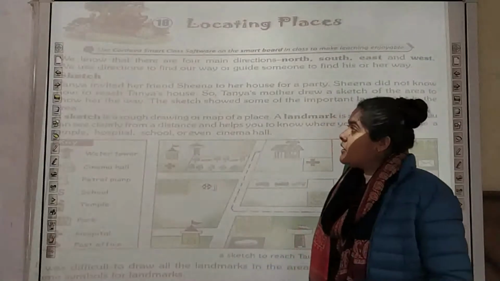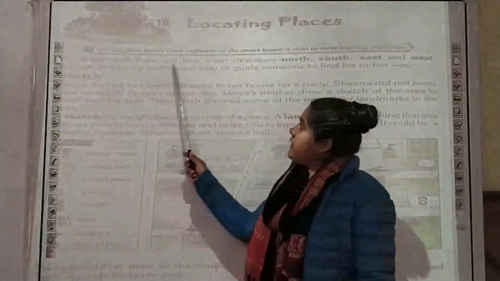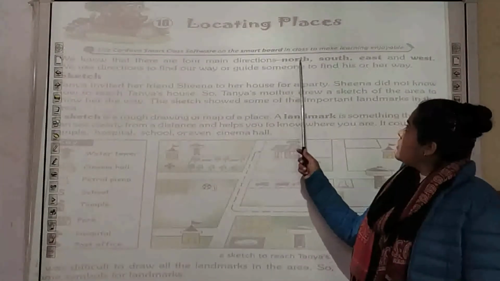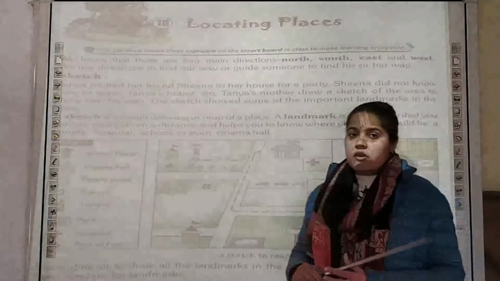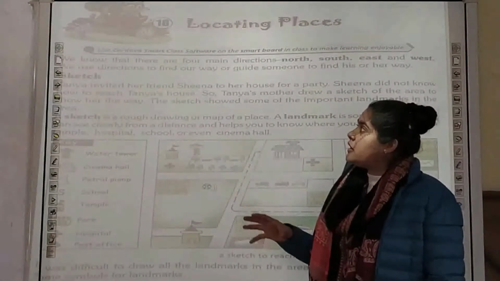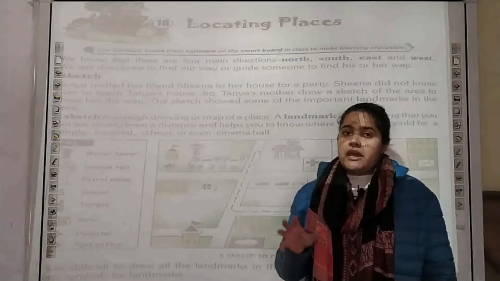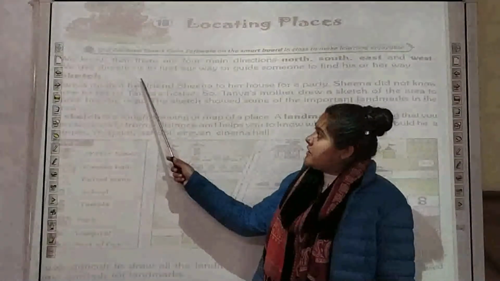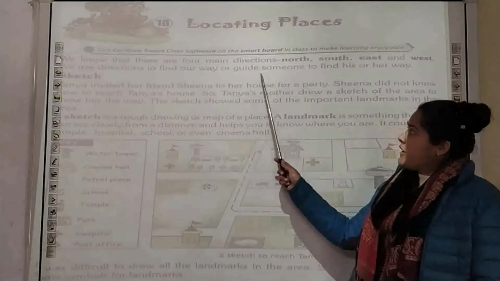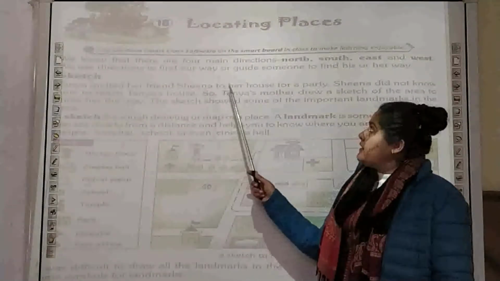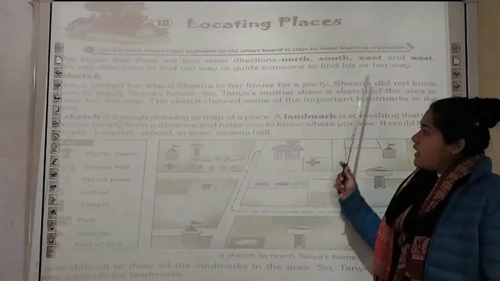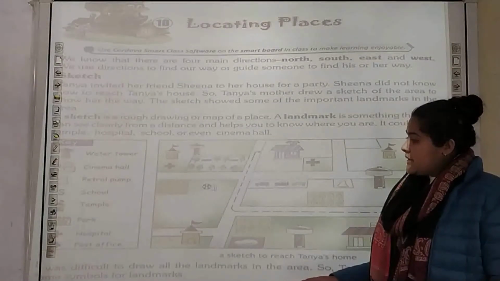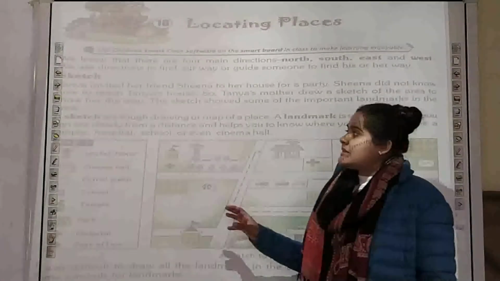So let's begin here. As you know, there are 4 main directions, that is north, south, east and west. So if you go anywhere, you can identify the direction as there are 4 main directions. These directions help us to find our way, or you can even guide someone else to find his or her way. So let us understand what is a sketch.